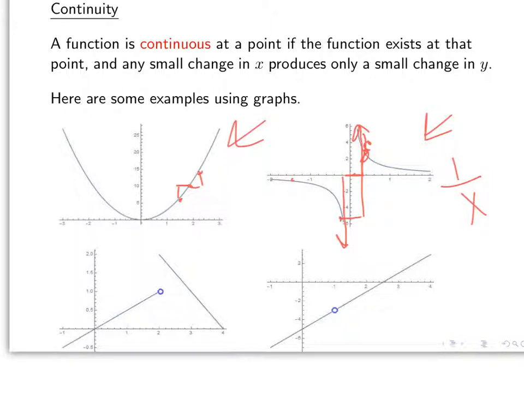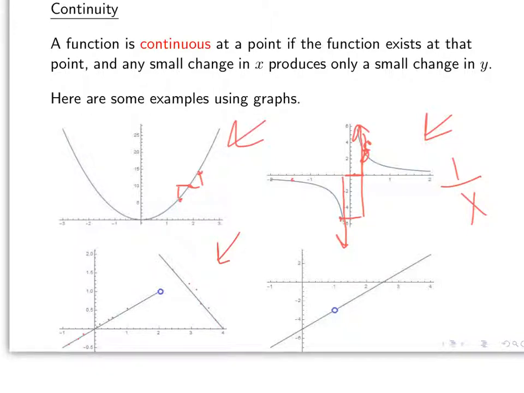If I look at this function over here, I can look at any point over here and any point over here, and if I move a little bit to the left or a little bit to the right, again I've only moved a little bit up or down. However, if I look at where this open circle is, now remember, an open circle means that point is not actually there. Everything up to it is there, but that point itself is not there.